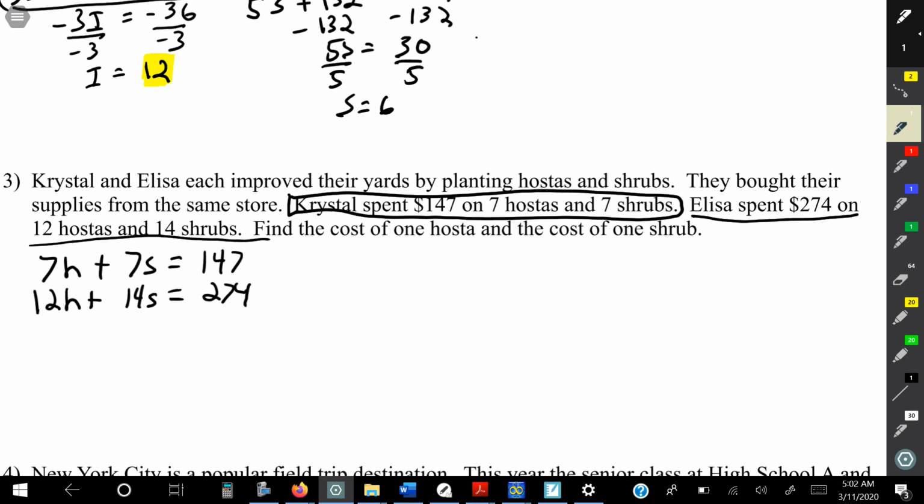If I take the top equation here and multiply it by the number 2, what will happen is this 7s would turn into 14s, and then that will give me the same number. So you want to look to see if you could do that. So that's what I'm going to do here. I'm going to take this 2 times 7 hostas, 7 shrubs, and then times 147.